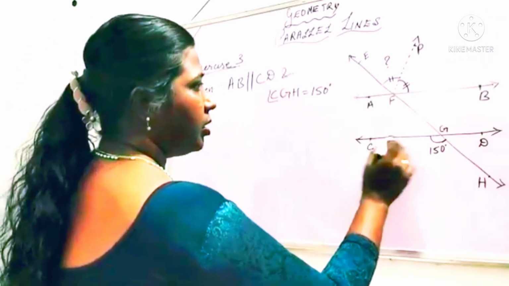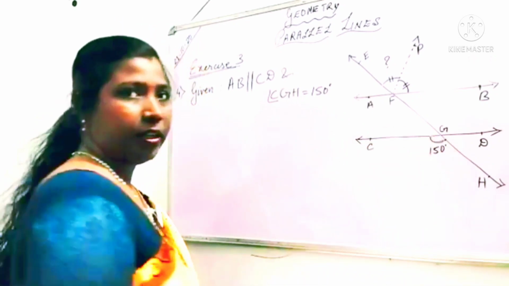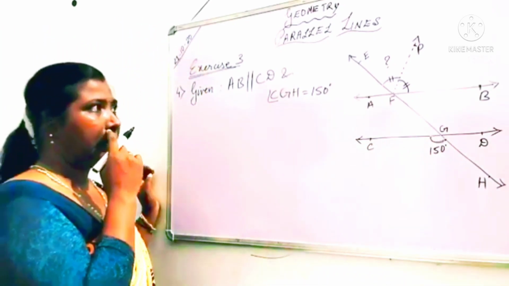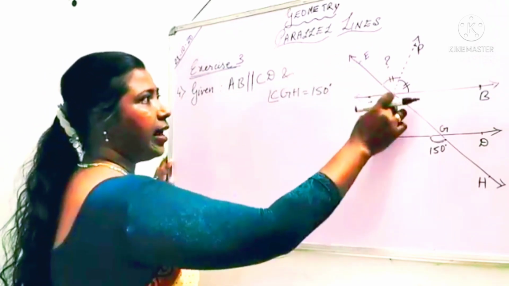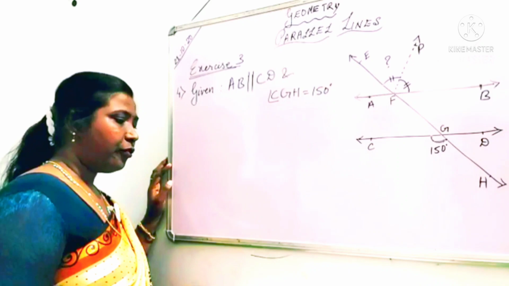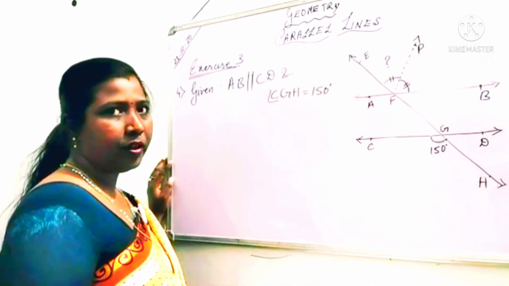Angle CGH is given as 150 degrees. Now we have to find out the value of angle EFP. I have put a question mark over there.